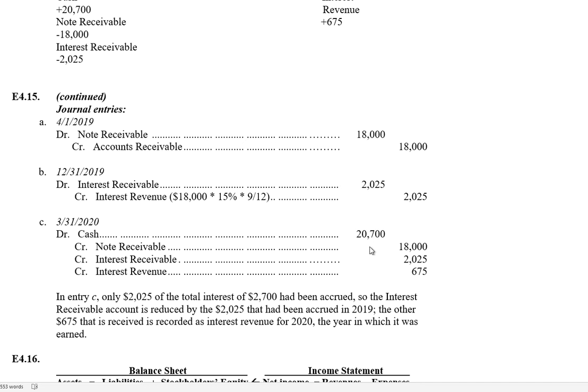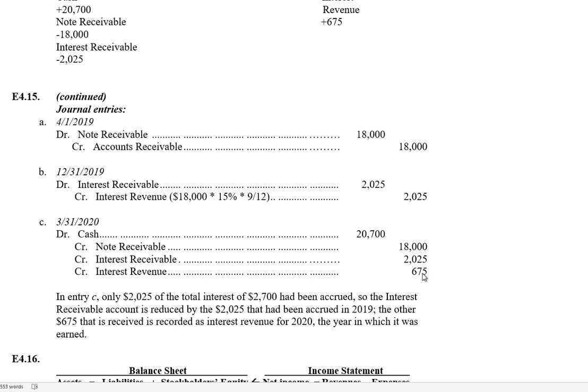We then credit the note receivable that we put on the books, and we have to remove it because it's been paid. But notice this, we also have to take away that interest receivable because it's no longer receivable. We've actually received it, so we have to eliminate that receivable as well. And then we have three months' worth of interest that has to be recorded as revenue because we haven't done that yet.